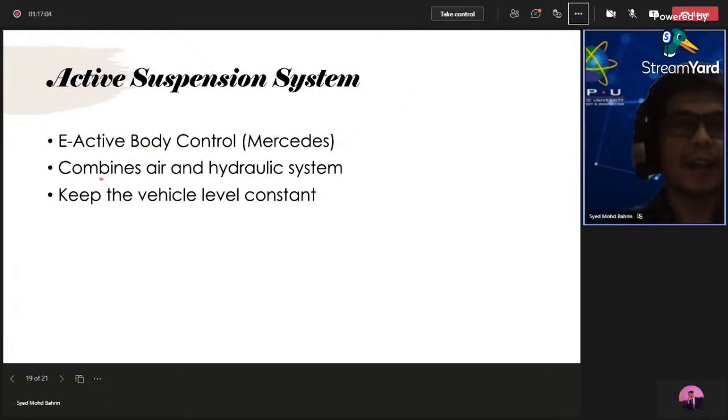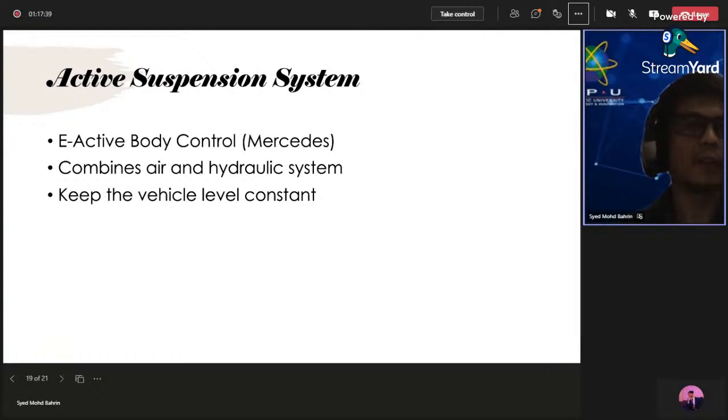And how much is active body control for Mercedes? The whole set of four, not including the installation, is $8,000. So you can imagine. So that is why some active suspension systems are still in the research stage. Some have been made into practice, but not all cars are using them. Mostly for Mercedes now, starting 2020, they only installed it for the S-Class only.